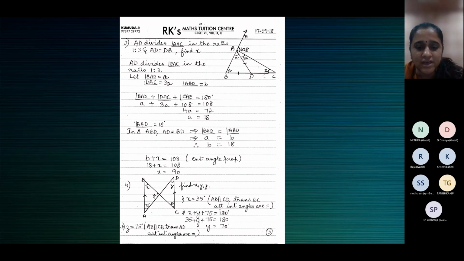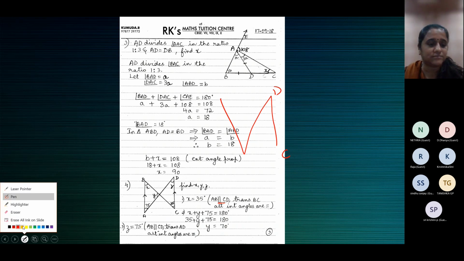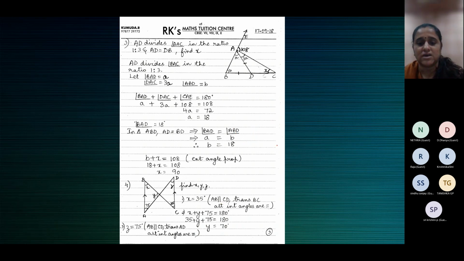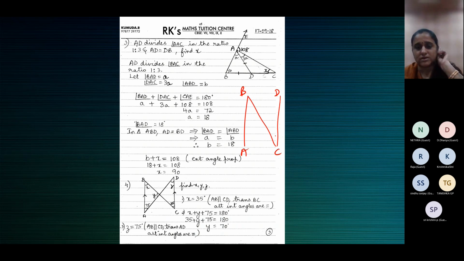So which are the parallel lines? AB is parallel to CD. Which is the transversal? See here: parallel line, transversal, parallel line. What is this called? This is called DC. No, it's not like this, it's like this. Parallel line, transversal, parallel line. So it's B, A, D, C. So this is x and this is 35.